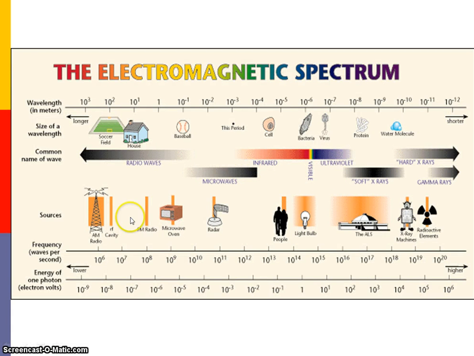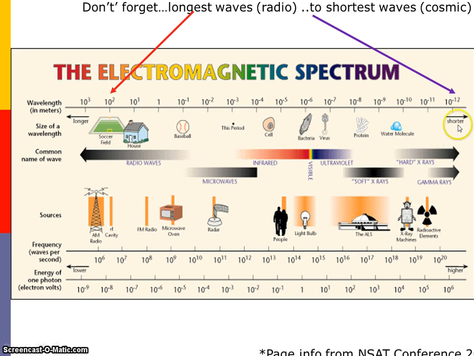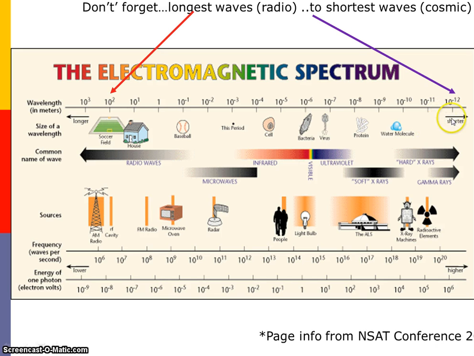Here is that spectrum again. You can see maybe an example of the size of the wavelengths here. Maybe a radio wave might have a wavelength the size of a soccer field or a house. And then as we move up, microwaves might be the size of a baseball. Continuing to move, infrared radiation, maybe the size of a cell is the wavelength. And then as we move on, obviously these very short wavelengths are very, very, very tiny.